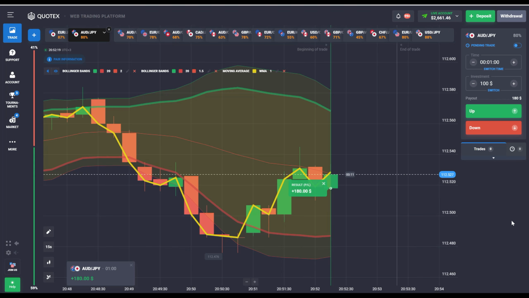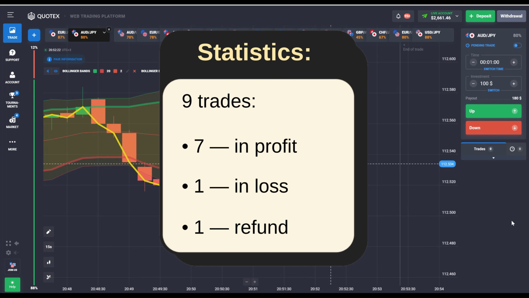And as a result of this trading session, I ended up with 9 trades. 7 trades closed in profit, 1 trade was a return, and 1 trade was a loss. These are pretty good results.